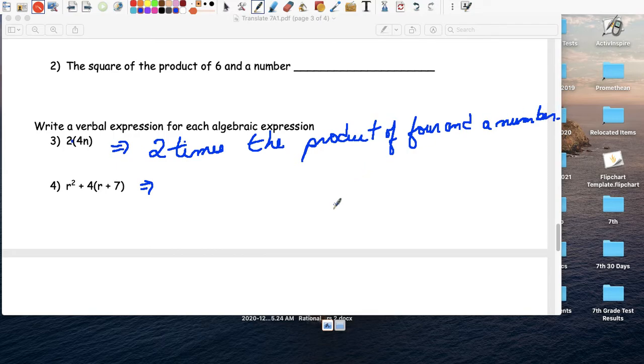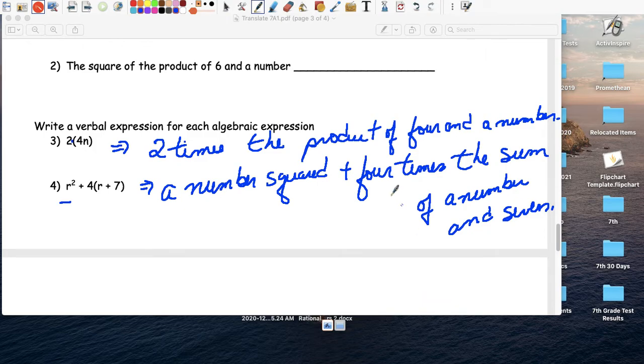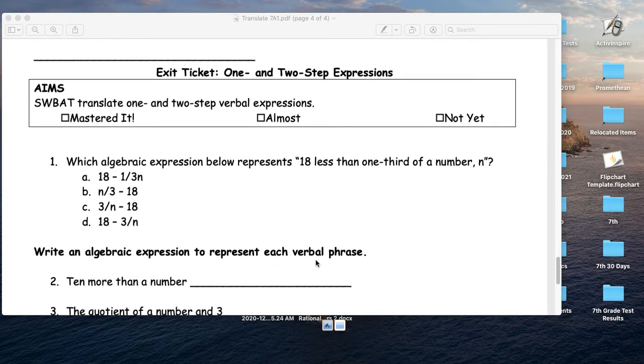This one's a little bit difficult, but hopefully, so we're multiplying, right? This one, a number squared, right? A number squared plus 4 times, right? 4 times what? The sum, the sum of a number and 7. Yeah, it's a little bit hard, right? And then you have 2 questions here at the end.